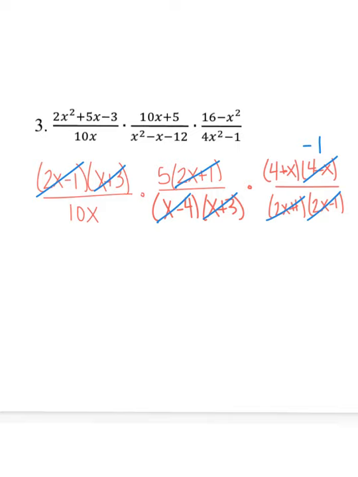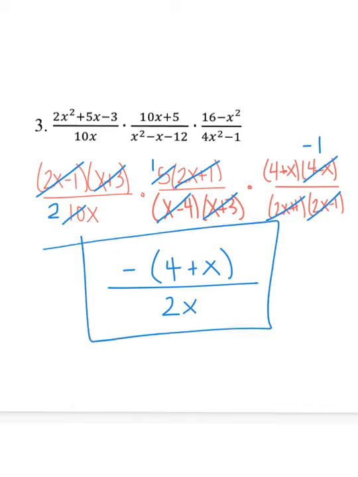You also have this 5 with this 10 would become a 1 and a 2. And that's it. So on the top, you are left with a negative 1 times x plus 4, or 4 plus x, doesn't matter. Again, addition is commutative, so if you wanted to flip them, you can. And on the bottom, you have a 2 and an x. And that is your final answer.